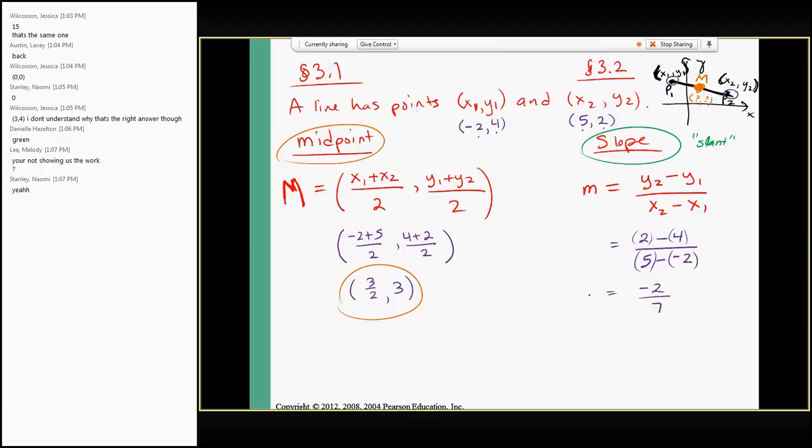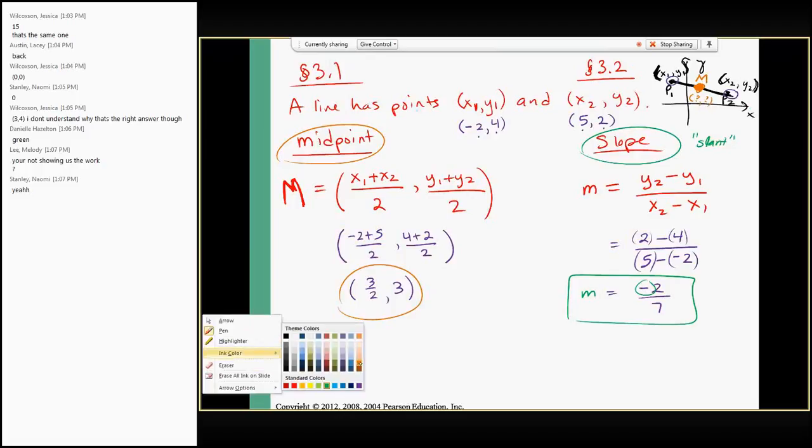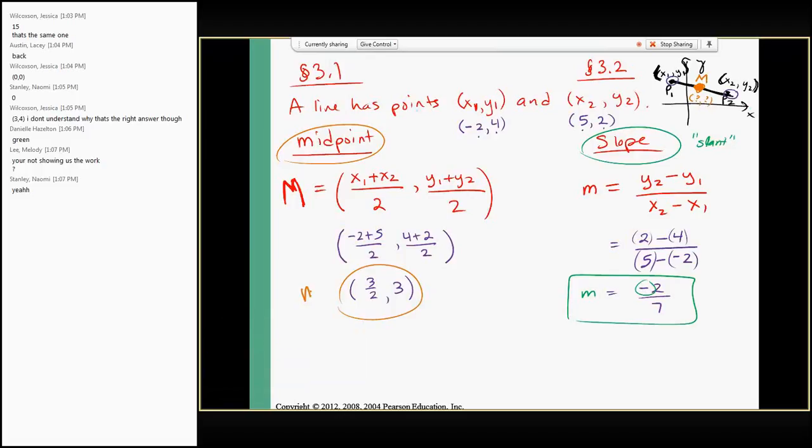So this would be my slope, and like I said earlier, it's a negative, and it should be negative because you're going down. You're going down from left to right. Okay, so do you see the difference between midpoint, capital M, and slope, lowercase m?